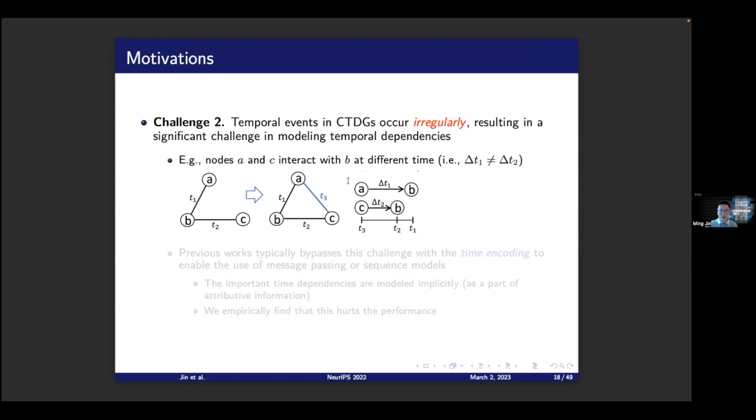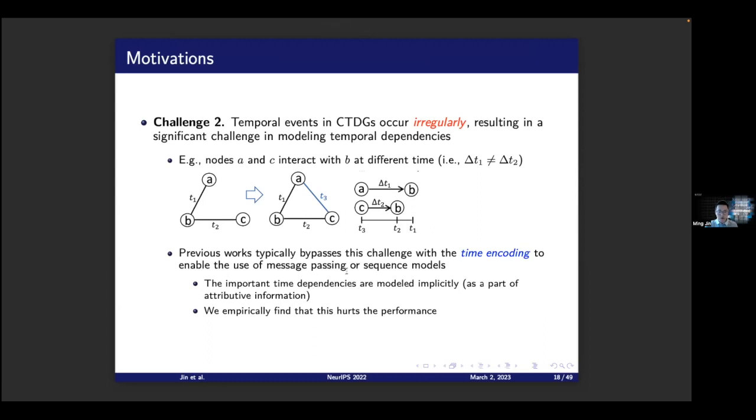So here is an example to illustrate the idea behind irregular sampling. In this example, we can see that the nodes A and C have a common neighbor B at different times, T1 and T2. And from the point of view of the current time, T3, we see that the time intervals of the interactions, delta T1 and delta T2, are not equal. And in real world scenarios, these two numbers are going to be very diverse. For example, delta T2 might be a very small number, for example, 1 or 2 seconds, but delta T1 might be a very, very large number. So how to address this challenge is another motivation of the work.